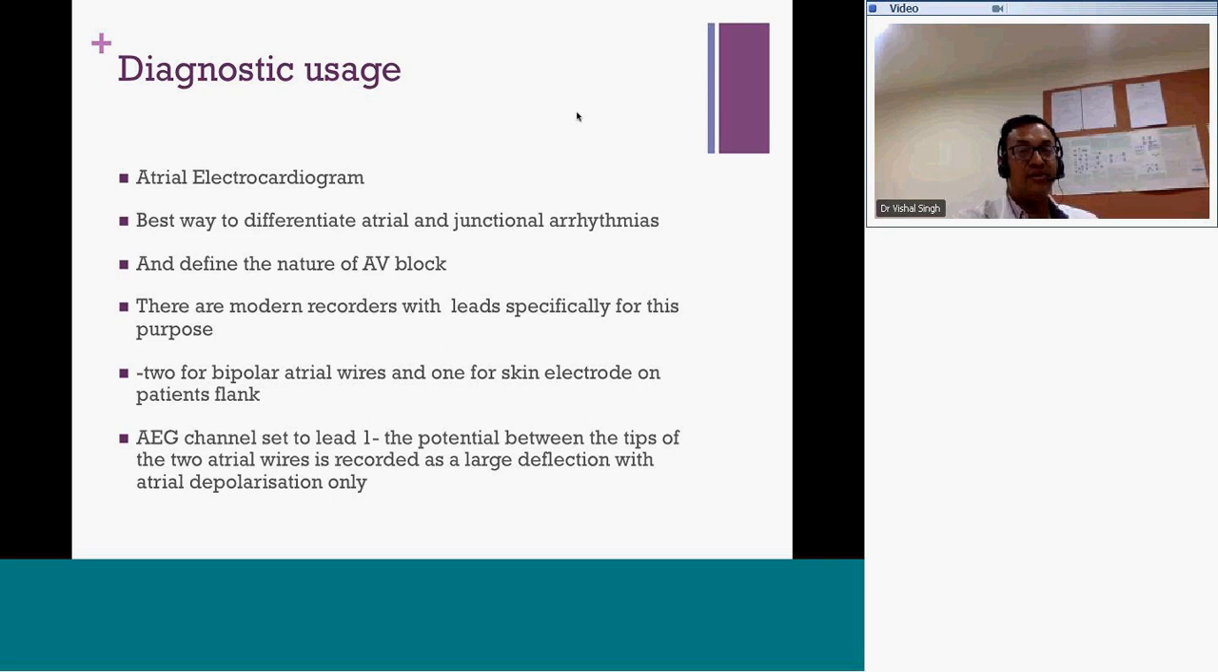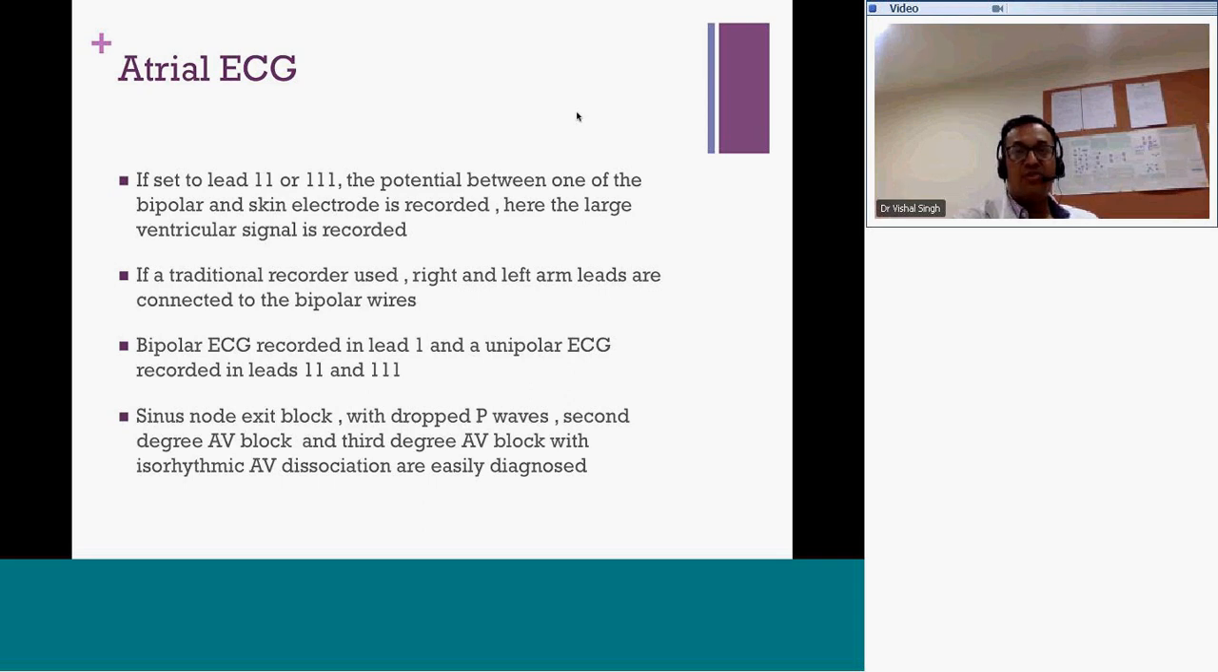Even with your existing electronic ECG recorders, you can still do the bipolar atrial wire recording, wherein for the right arm, you put up one wire of the atria. In the left arm, you put another atrial wire, and give the usual electrode, and see the ECG. So when you see the ECG, if depolarization is happening in the atria, it will be recorded with a spike.